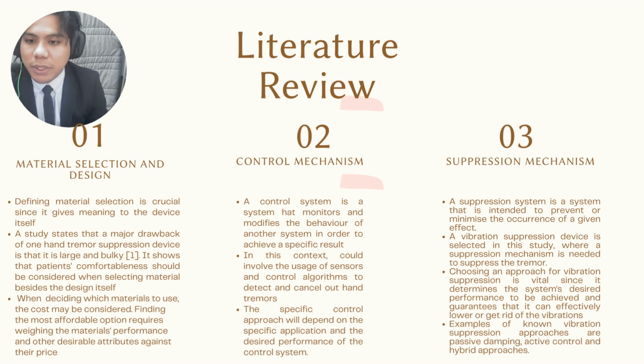Next is control mechanism. A control system or a control mechanism is a system that monitors and modifies the behavior of another system in order to achieve a specific result. It is an important component of a hand tremor suppression device since it monitors and changes the device behavior to suppress hand tremors. A few notable components in control mechanism found in ordinary hand tremor suppression devices are sensors, power supplies, and the control algorithm themselves.